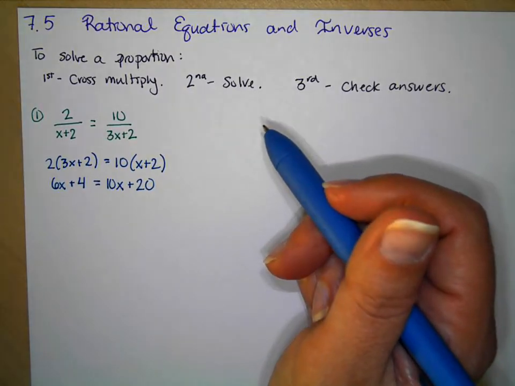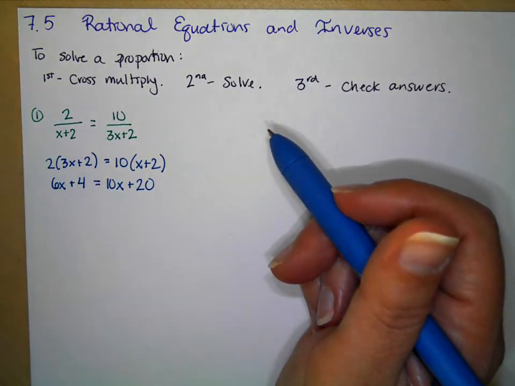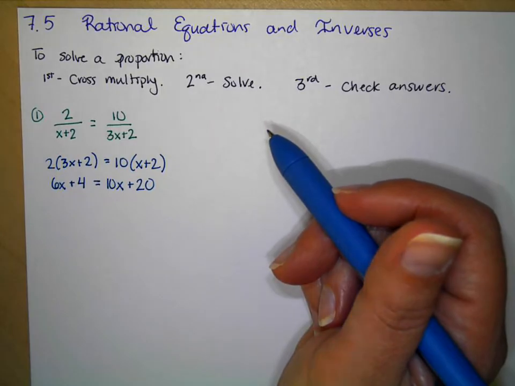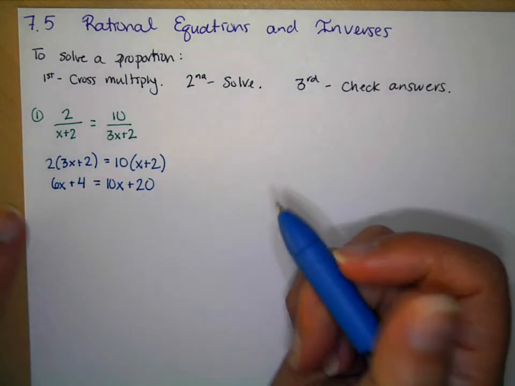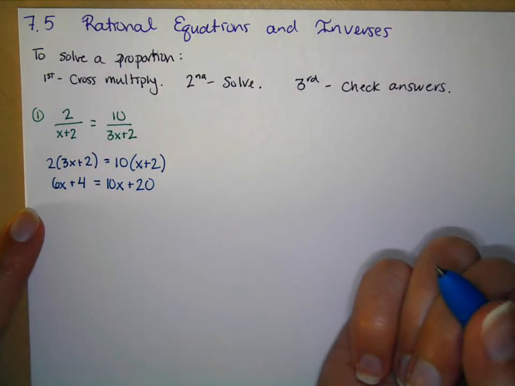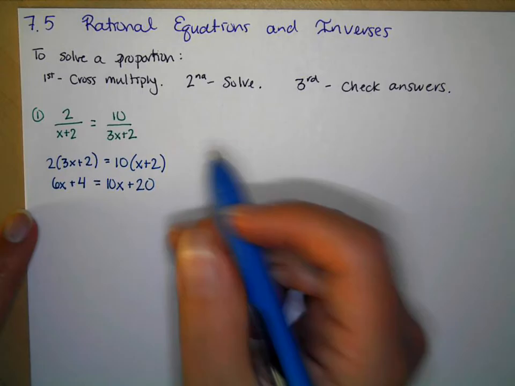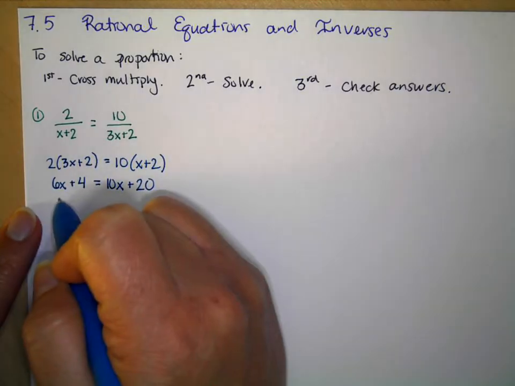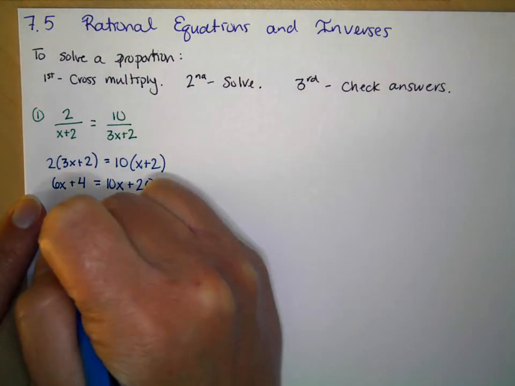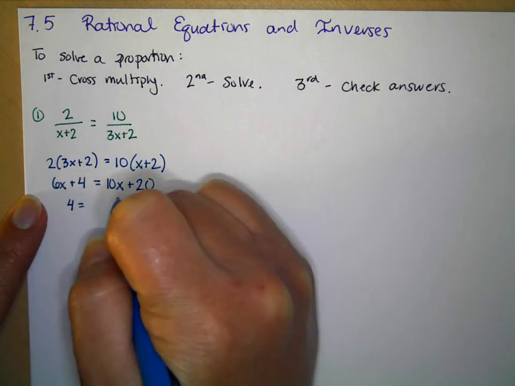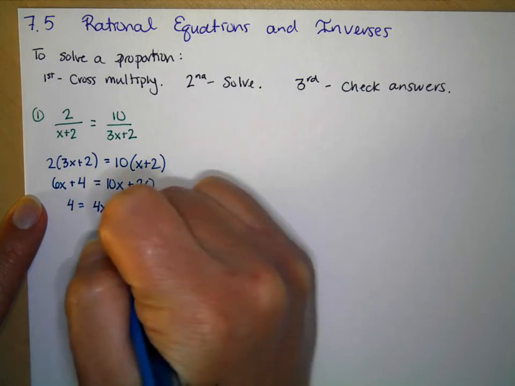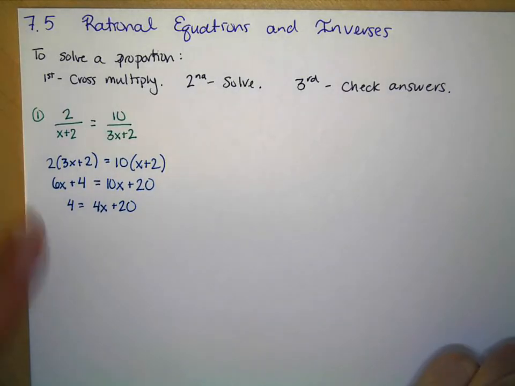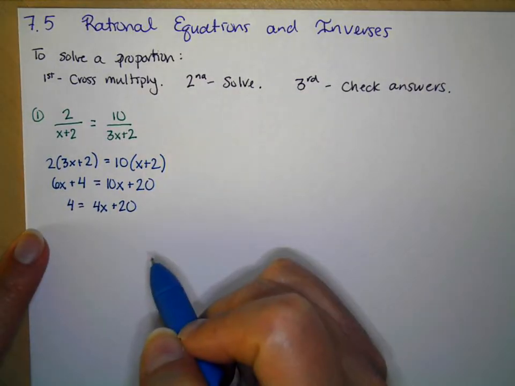We want to get all of the x's on one side of the equation, all of the constants, the numbers without a variable, on the other side of the equation, and then we can finish solving for x. So in order to get all of my x's on the same side, I'm going to subtract 6x from both sides. So when I subtract 6x from the left side, all that's going to be left is the 4. On the right side, 10x minus 6x will give us 4x, and we'll still have the plus 20.